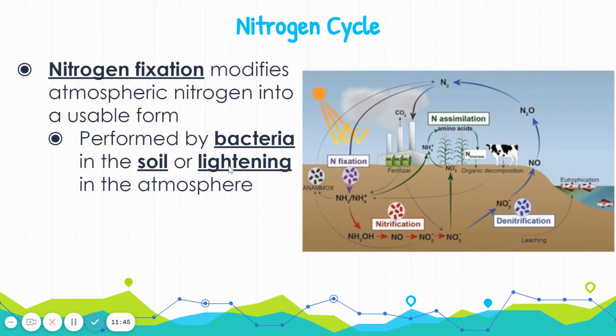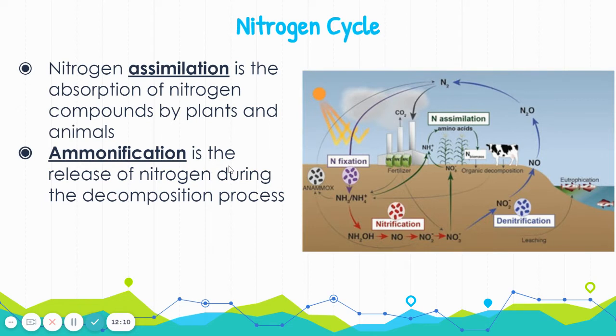So the process of nitrogen fixation is going to modify that atmospheric nitrogen into a usable form for living things. It is mainly performed by bacteria in the soil, or it can also be performed by lightning in the atmosphere. So when lightning strikes, it can convert the nitrogen in the atmosphere to a usable form as the lightning strikes the soil.